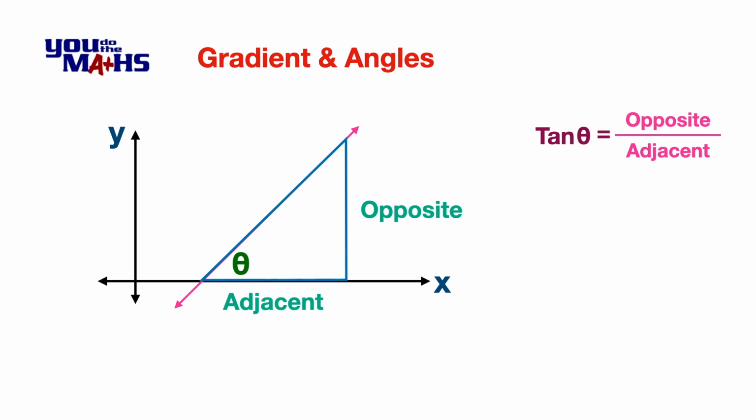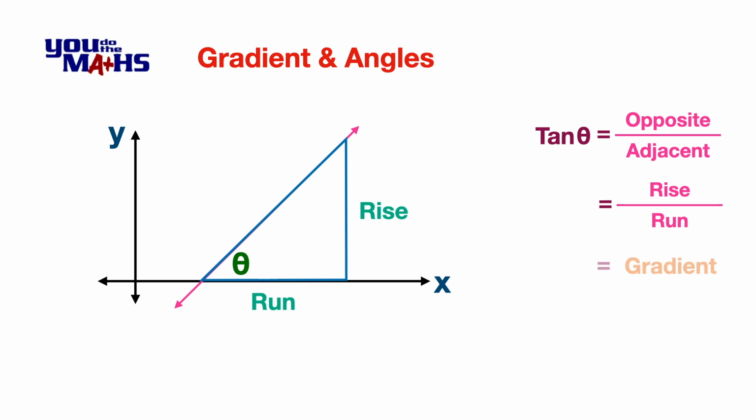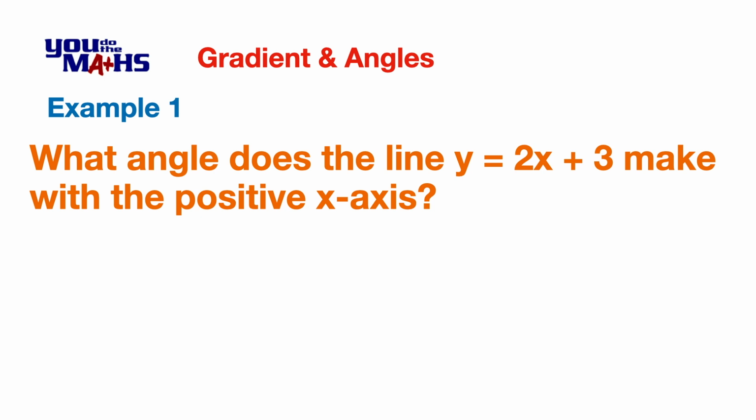But also in that triangle, we know that gradient is the rise over the run, which you can also see within that triangle. So rise replaces opposite and run replaces adjacent. And rise over run gives us the formula for the gradient of that line. So essentially, tangent of theta is equal to the gradient of the line. Let's have a look at some examples where this can be applied.